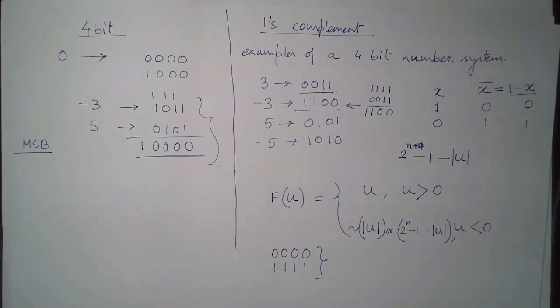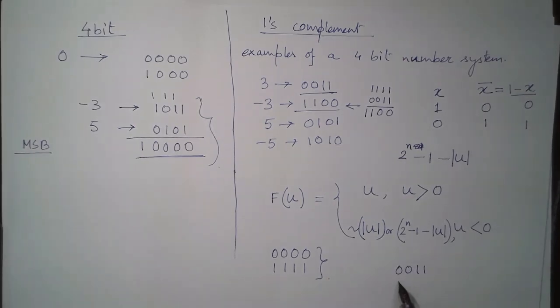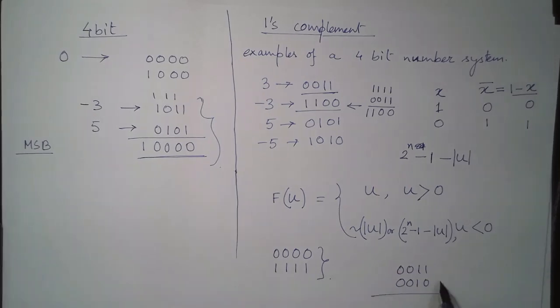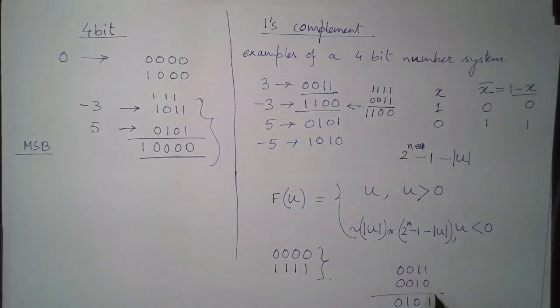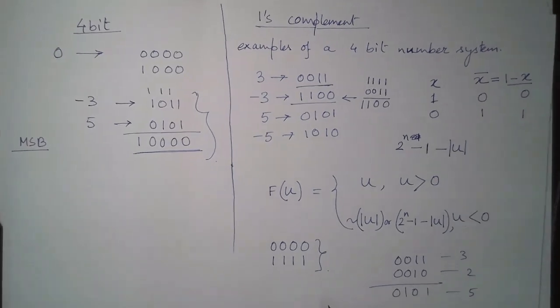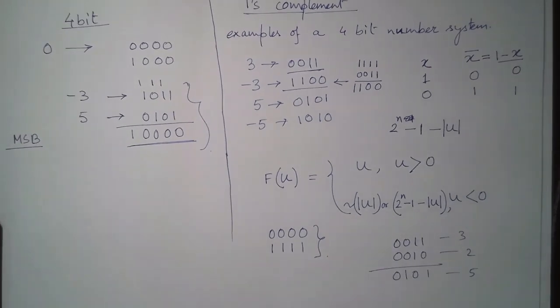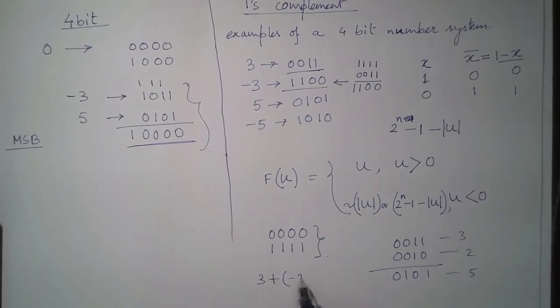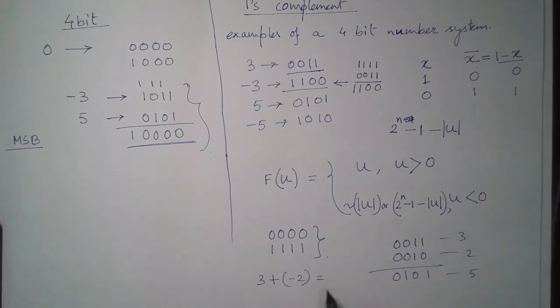Using this ones complement number system, you can easily do addition of positive numbers. For example, if I want to add 3 with 2, it is very easy if I am dealing with positive numbers. You get the appropriate result: this is 3, this is 2, and you get your result as 5. So that is fine. But what happens when you want to deal with negative numbers? Take an example. Let us say I want to add 3 with negative 2. We know the answer: we should get plus 1 as the result. Let us see whether we can get that.